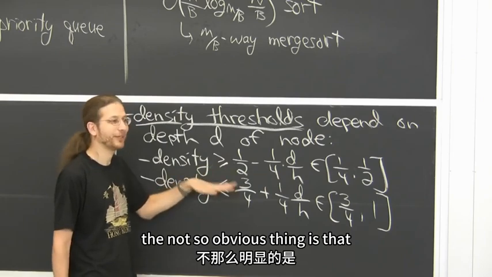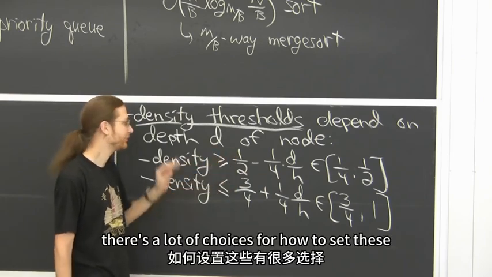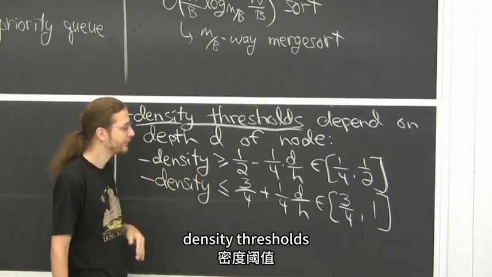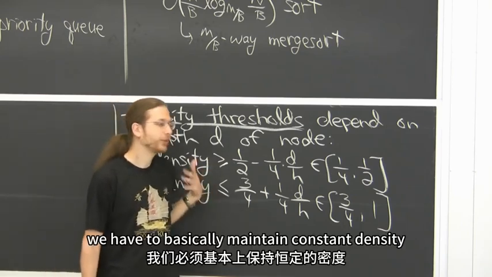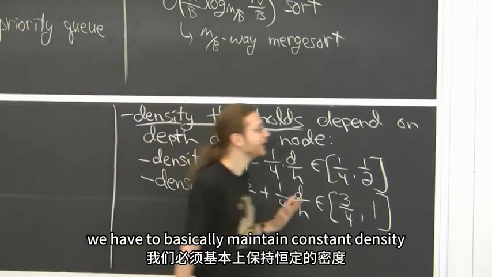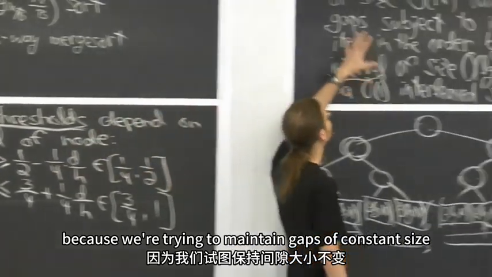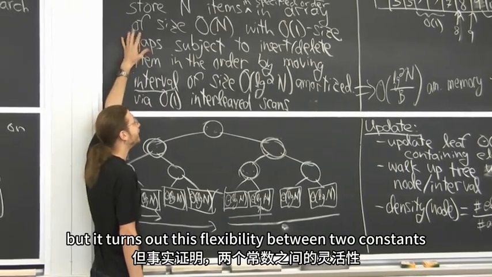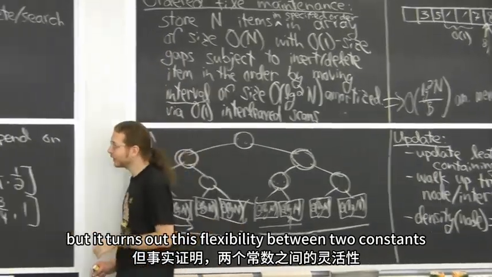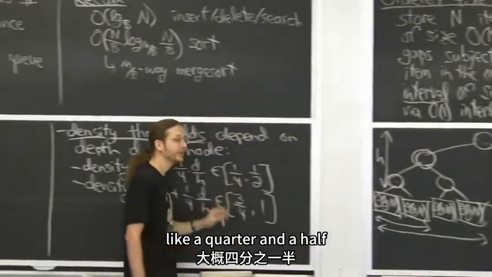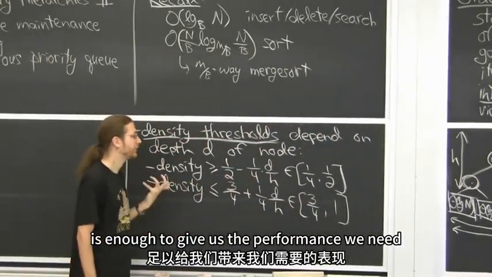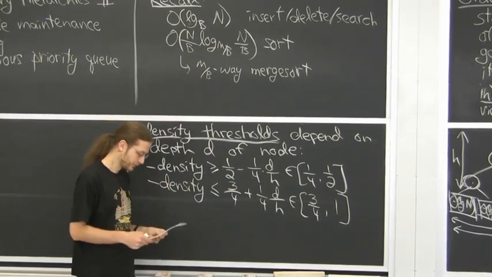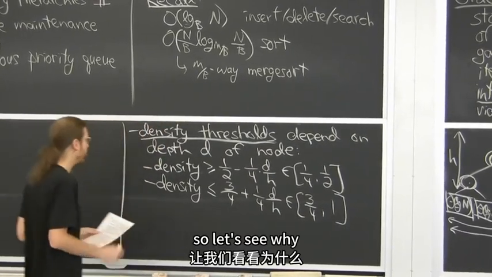The not so obvious thing is that this is the right way to do it. There are a lot of choices for how to set these density thresholds, but we have to basically maintain constant density everywhere, because we're trying to maintain gaps of constant size. So we don't have a lot of flexibility, but it turns out this flexibility between two constants, like 1/4 and 1/2, is enough to give us the performance we need. So let's see why.